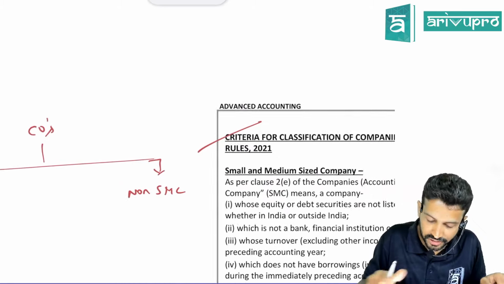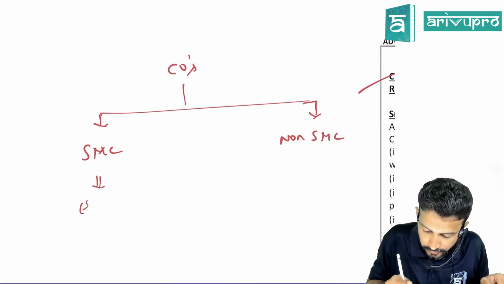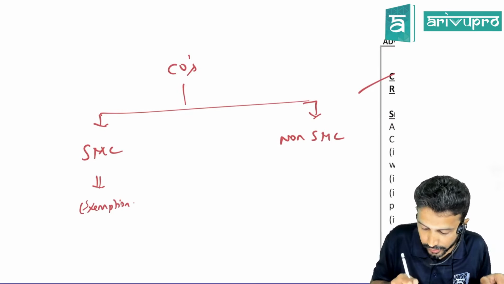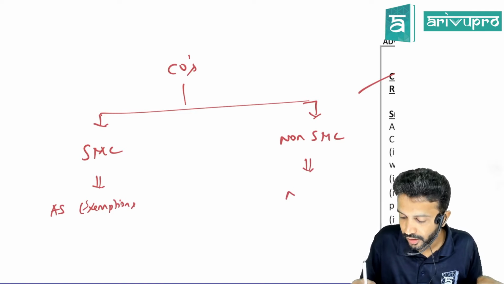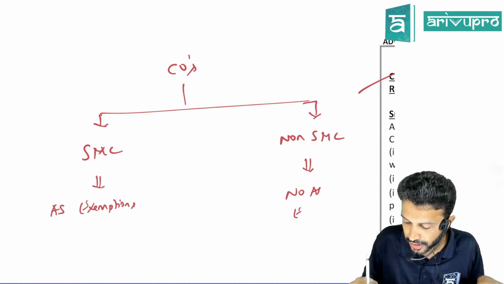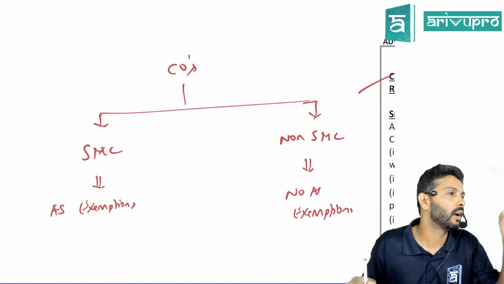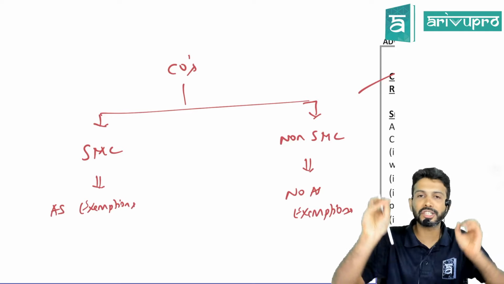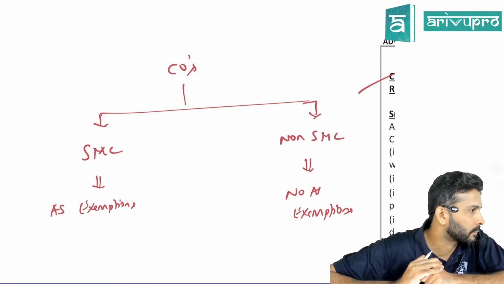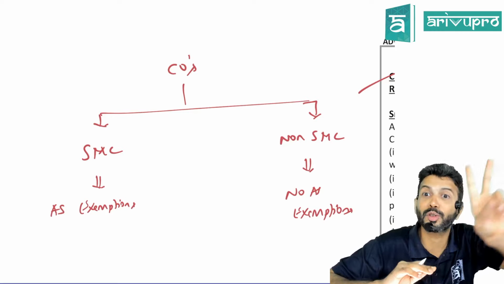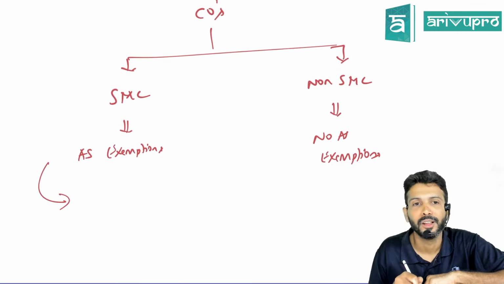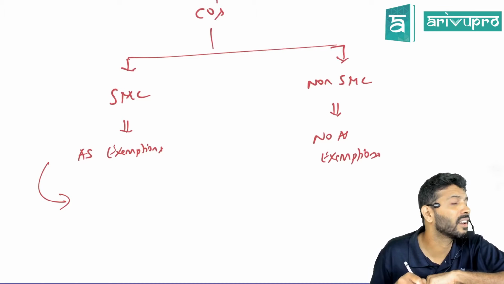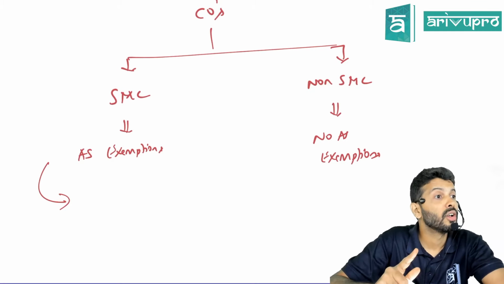If you are an SMC, you get exemptions. From what? AS. If you are not an SMC, you will get no AS exemptions, meaning you have to follow all the accounting standards. That's what the Ministry of Corporate Affairs, MCA guidelines say. Easy, not more easy. No 4 limits, only 2 limits. This limit you already know. Level 1 limits, can somebody tell me? From the beginning. First one.